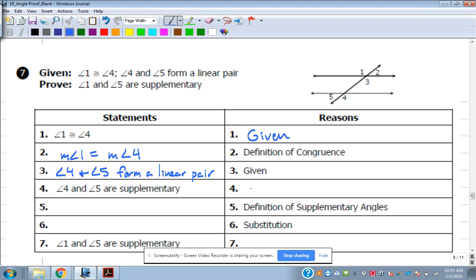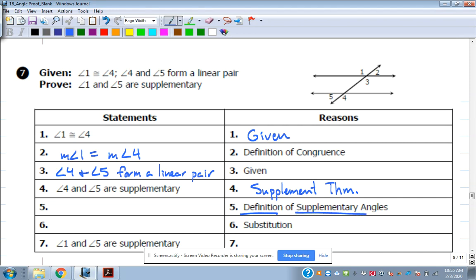Perfect. Good job. Supplement theorem, because it says linear pair. If it added them together and got 180, then what is that?